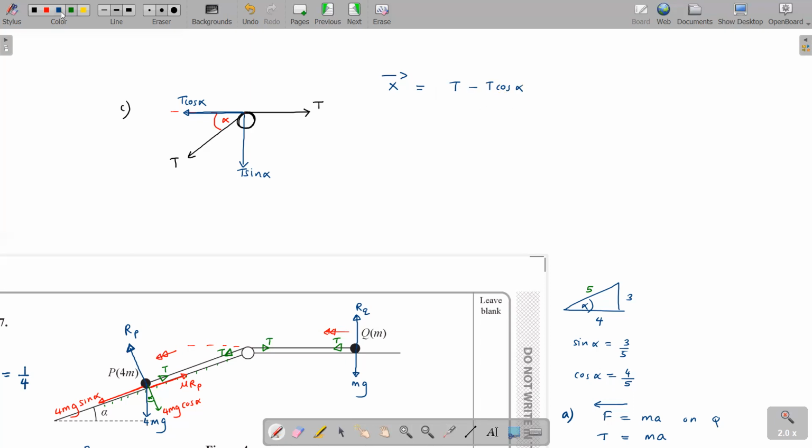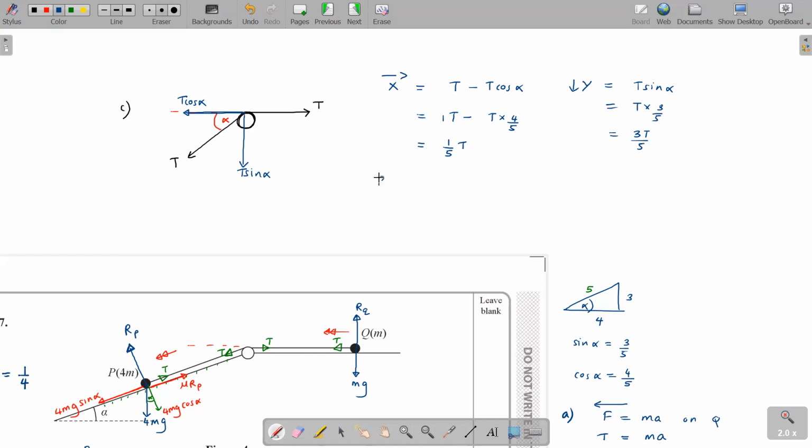So let's get the value here. T minus T times cos alpha, where cos alpha is 4 over 5. So 1T minus 4 over 5T. 1 minus 4 over 5 is 1 over 5, so 1 over 5T is the x direction force. Are you with me? Now the y direction: I only have one force, directly T sin alpha. T times sin alpha, where sin alpha is 3 over 5, so I get 3T over 5.